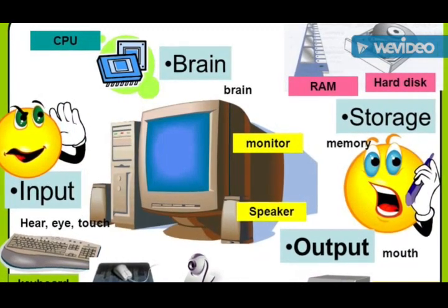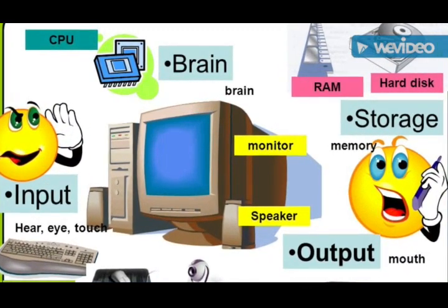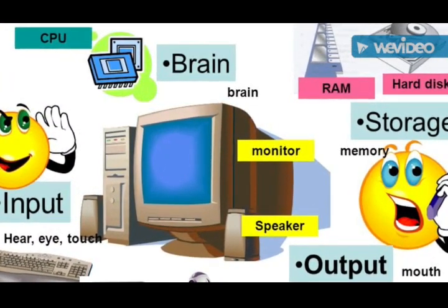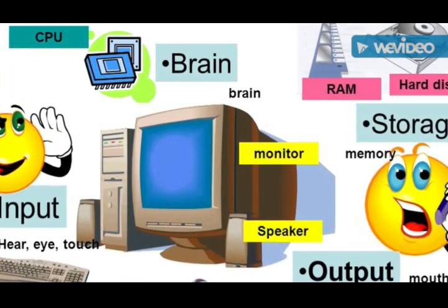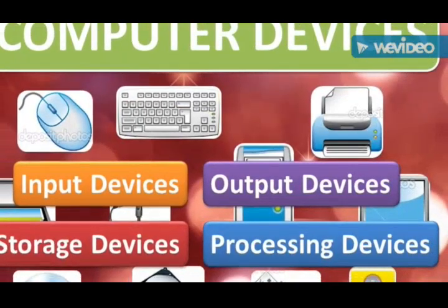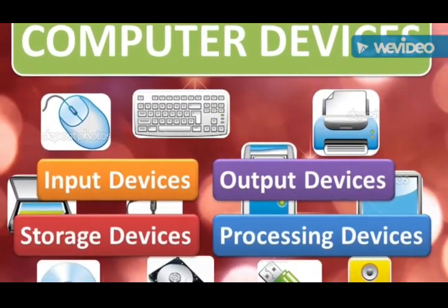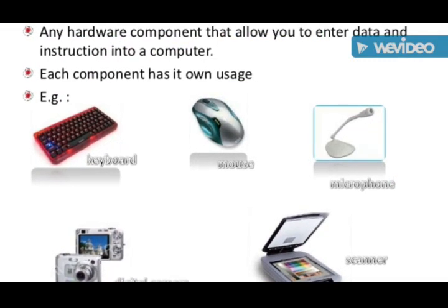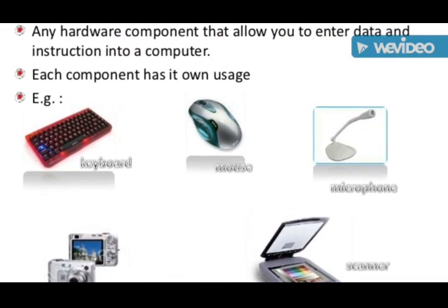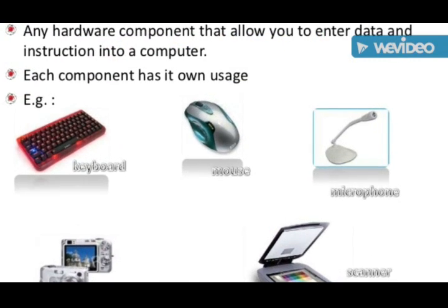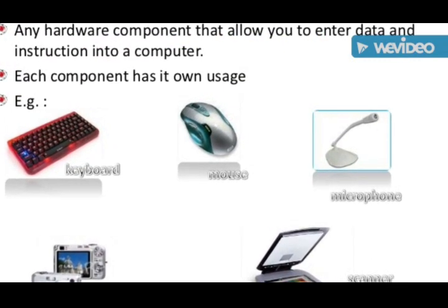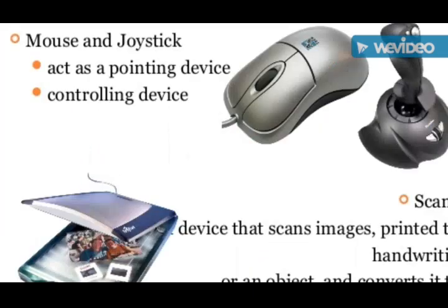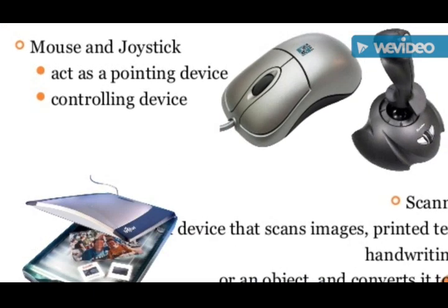Input is given as an instruction by a user, and with the help of the brain of the computer, that is the CPU, it gives the output. We can listen with the help of a speaker. So the first one is input, any hardware component that allows you to enter data and instructions into a computer. Each component has its own uses: keyboard has its own, mouse has its own, joystick has its own, scanner has its own.